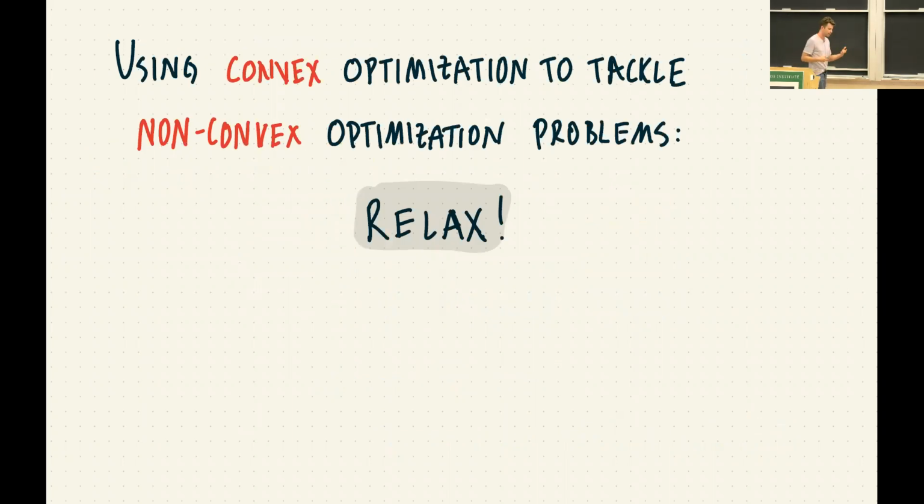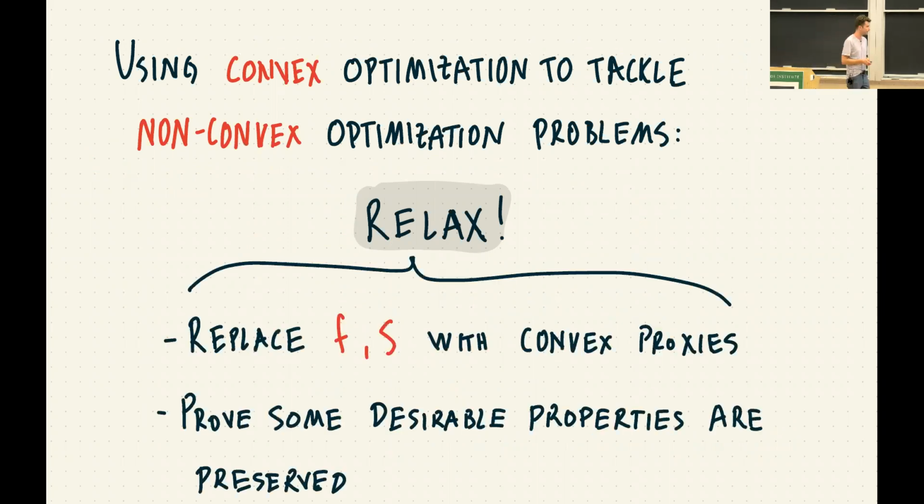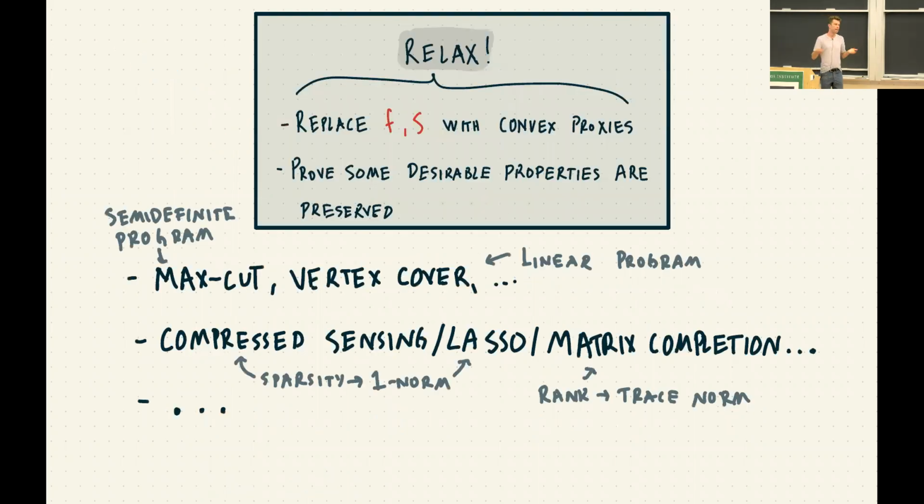Okay, but we were talking about hard optimization problems, and hard optimization problems almost by definition are non-convex. So how do we use convex optimization as a tool to handle non-convex problems? In computer science lingo, we relax, or really in optimization lingo, we relax. Relax means that you take your hard optimization problem, some non-convex function f, maybe some non-convex set S, and you replace them with some convex proxies. And then you prove that whatever properties of your optimization problem you cared about before are preserved by your convex proxies. So now you have a convex optimization problem which has the key properties that you cared about from your non-convex one. And this is an extremely common technique, right?